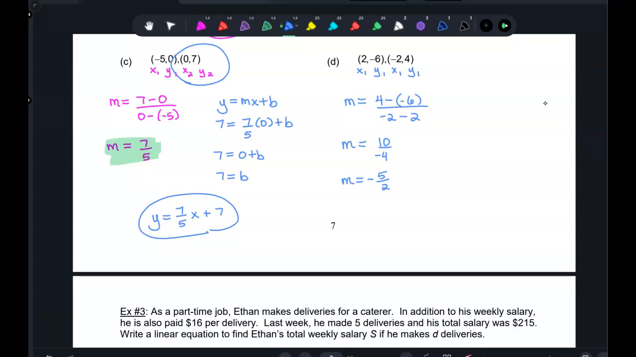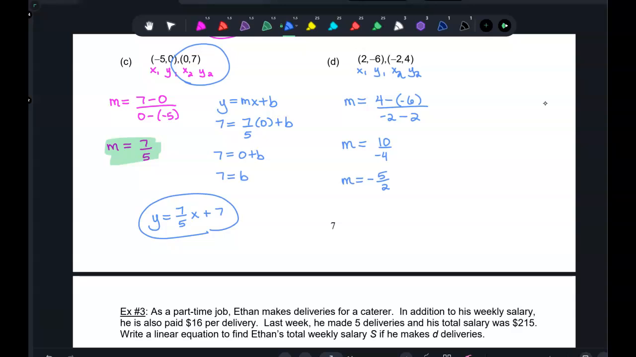Did you get 10 over negative 4? No. First you have to do y2 minus y1. Oh, I just realized I wrote this down wrong. So it should be 4 minus negative 6. In the bottom, it should be negative 2 minus 2.